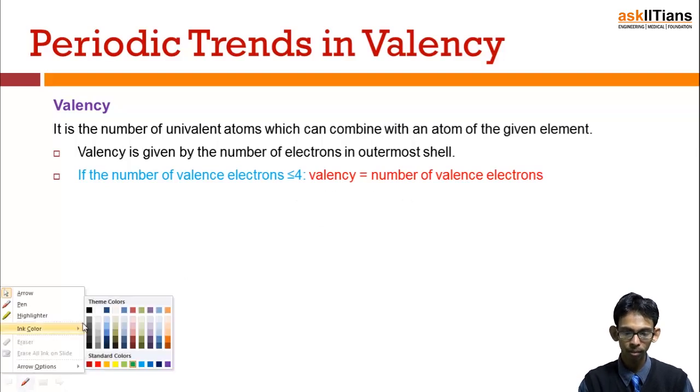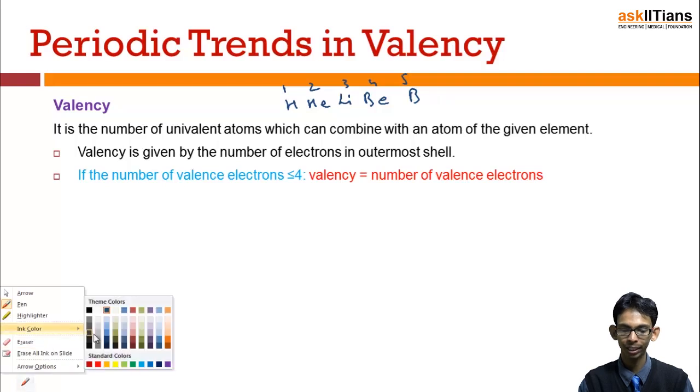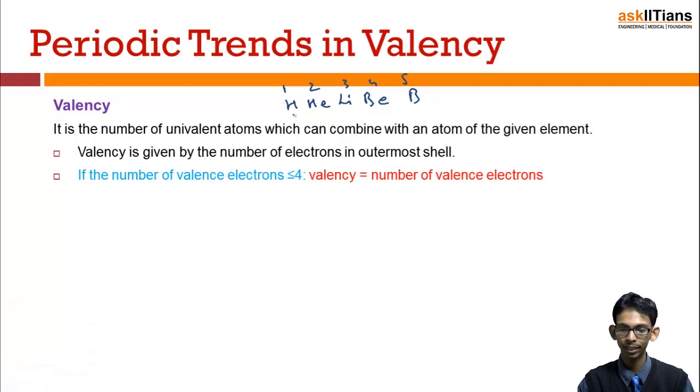For example, take hydrogen, helium, lithium, beryllium, boron. Here the atomic number is 1, here it is 2, here it is 3, here it is 4, here it is 5. What is the number of valence electrons in these? We know hydrogen contains 1 valence electron, helium has 2, lithium has 1, beryllium has 2, and boron has 3. So all these are less than 4, and in this case the valency will be equal to the valence electrons.